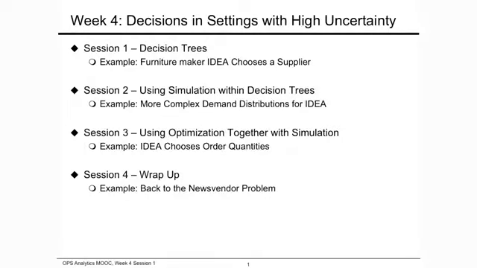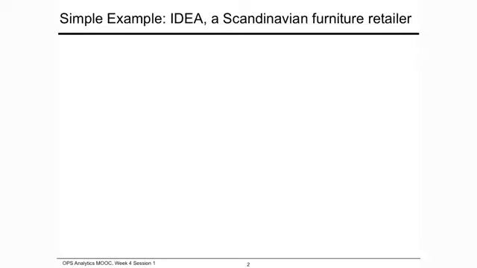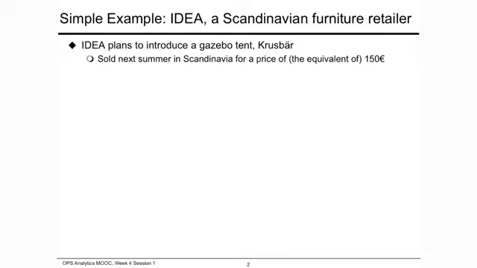In session 1, we'll introduce decision trees, and we'll introduce them through the example of IDEA, a Scandinavian furniture retailer. IDEA plans to introduce a gazebo tent that it calls Krusbær. The tent's to be sold next summer in Scandinavia for a price that's about 150 euros. It will be manufactured in advance next spring and summer.